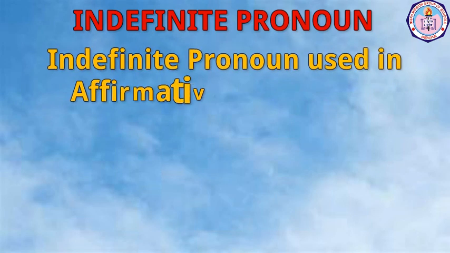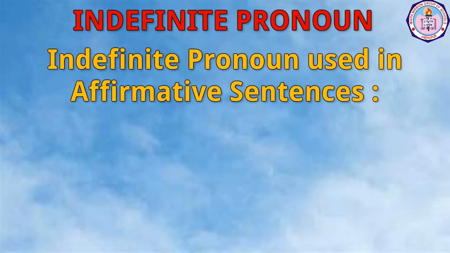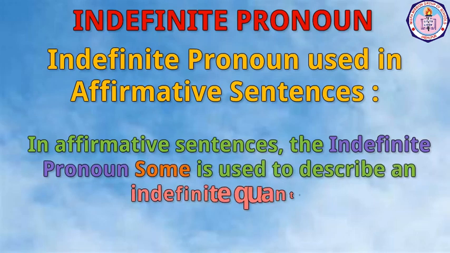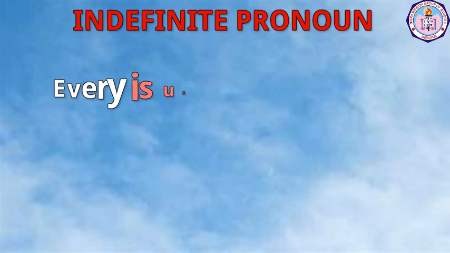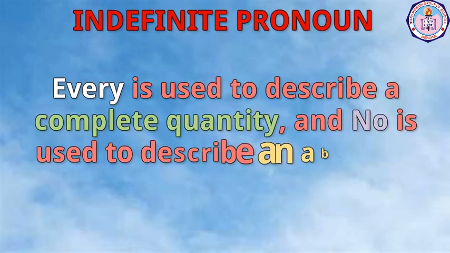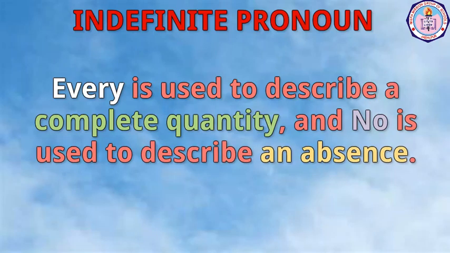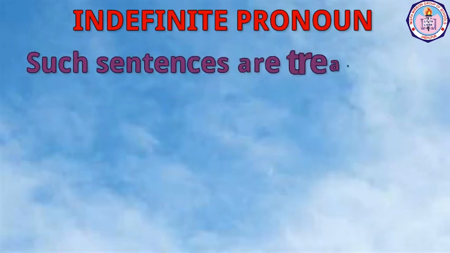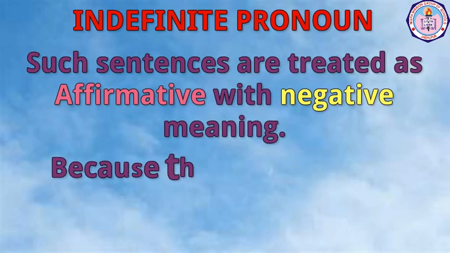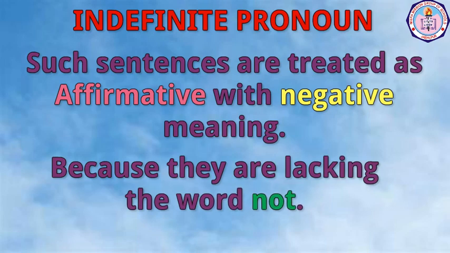Indefinite pronoun used in affirmative sentences. In affirmative sentences, the indefinite pronoun some is used to describe an indefinite quantity. Every is used to describe a complete quantity, and no is used to describe an absence. Such sentences are treated as affirmative with negative meaning because they are lacking the word not. Let us see some examples.